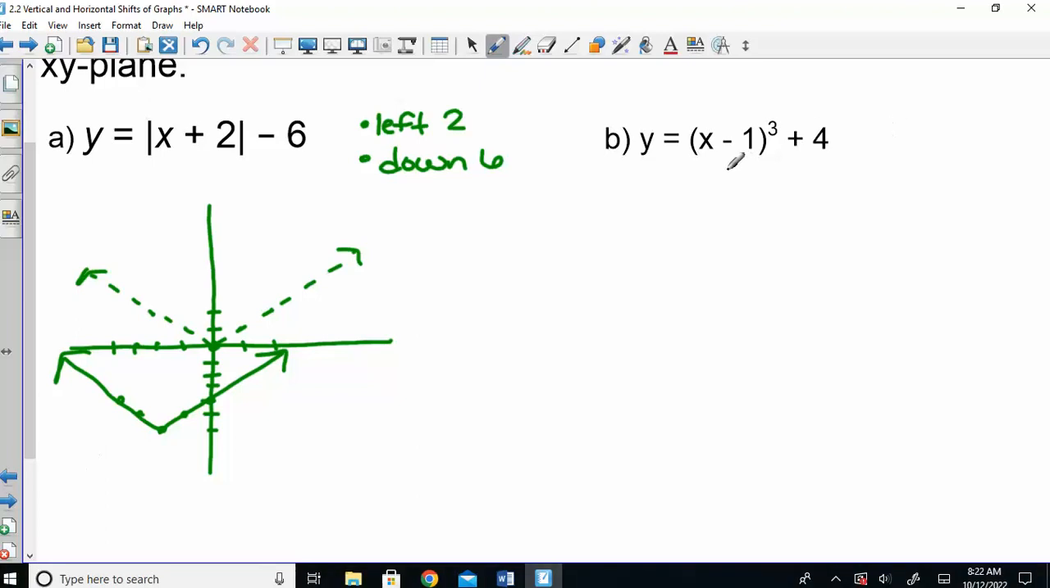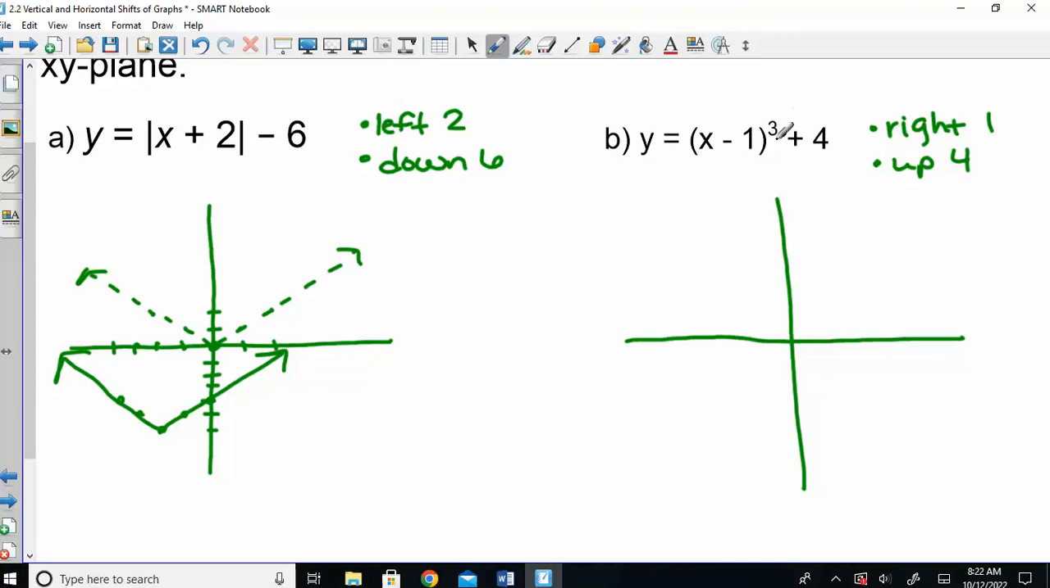All right, so B. What's this graph going to do? Right 1 and up 4. And what's the parent function? X cubed. We see that third power, so we're graphing x cubed to start with. So 0 cubed is 0. 1 cubed is 1. Negative 1 cubed is negative 1.